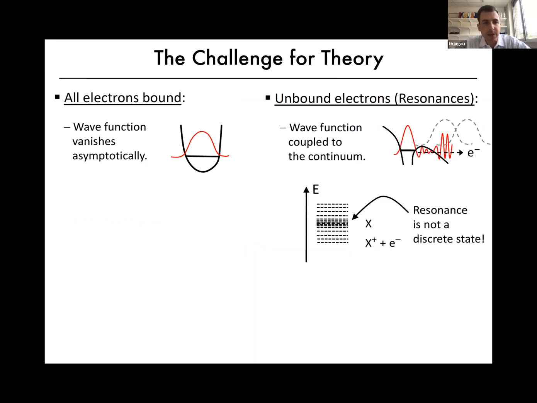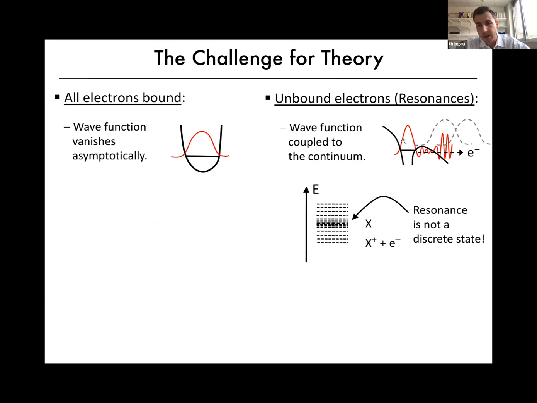What is the basic challenge? Well, the same as for all resonances, the wave function doesn't vanish asymptotically, but it's coupled to the continuum. In theoretical chemistry, we usually deal with the situation where the wave function is confined in space, so it has only a finite extension and falls off to zero. If it's coupled to the continuum, the problem is the energy spectrum is also continuous.